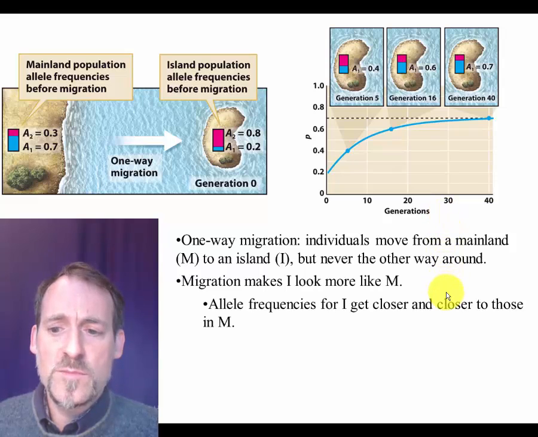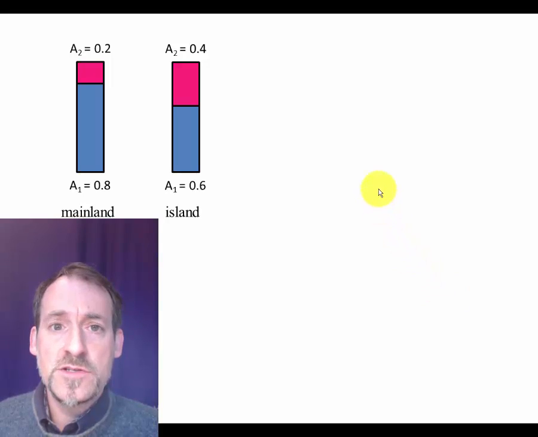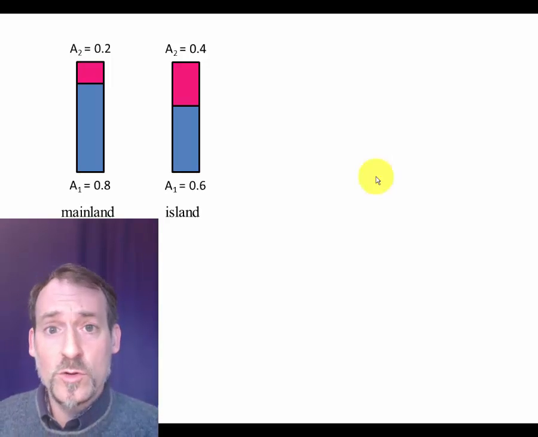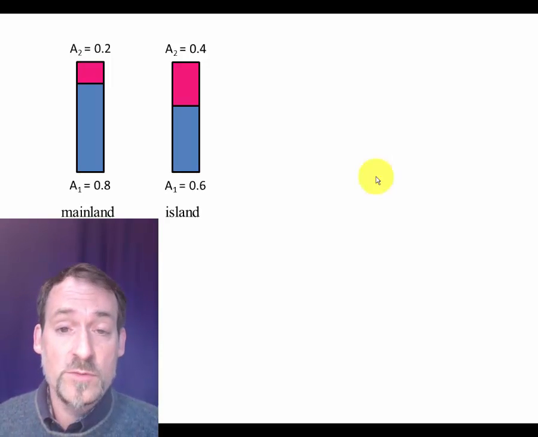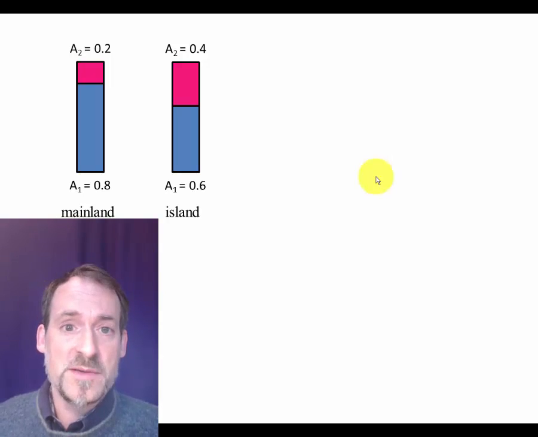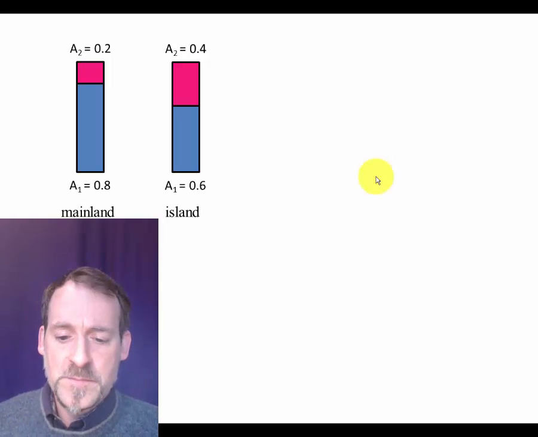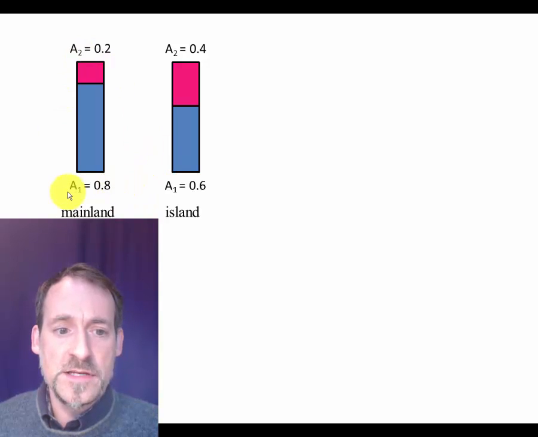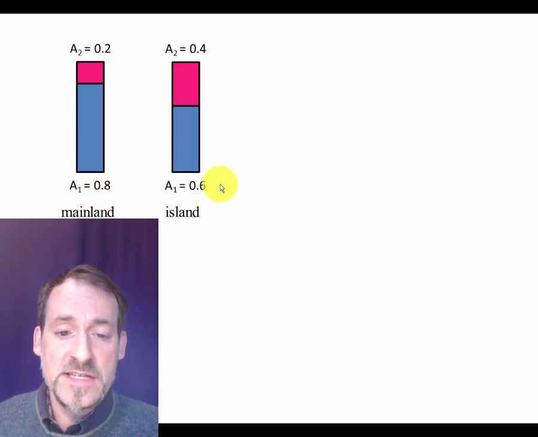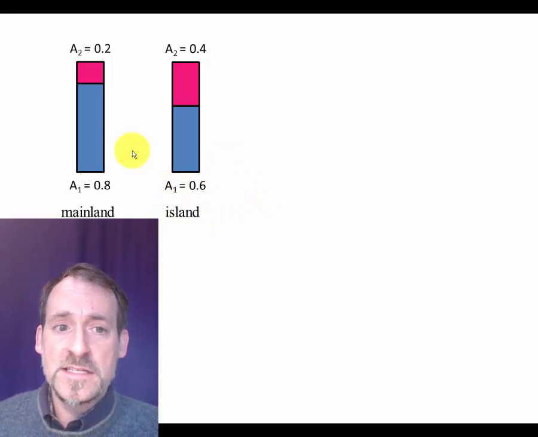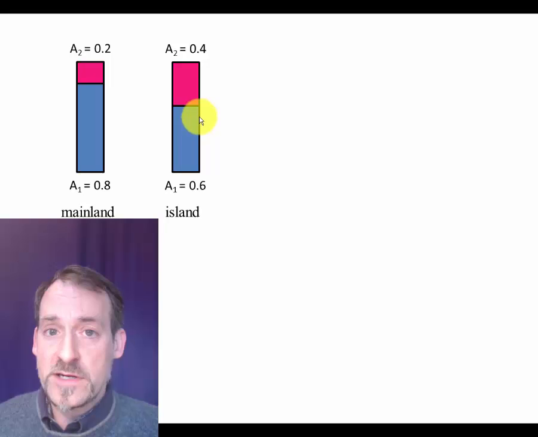Let's make this a little more precise using a simple mathematical example. When you're having trouble wrapping your head around an idea, particularly when math is involved, it often really helps to start with a simple example, one where you can do the math really easily. Let's say that you've got a mainland here where the frequency of the A1 allele is 0.8, and you've got an island over here where the frequency is 0.6. And let's suppose that a very large number of mainland individuals migrate over to the island.